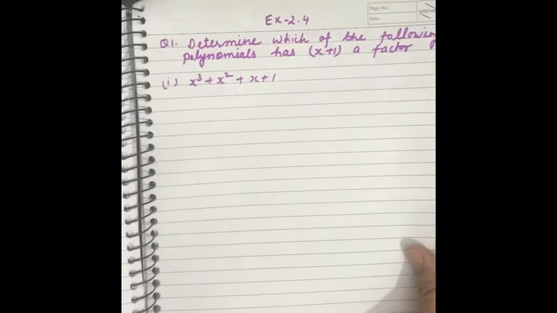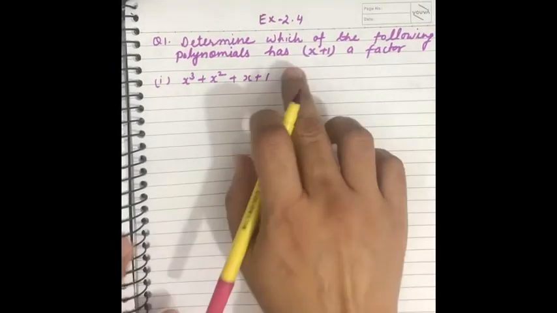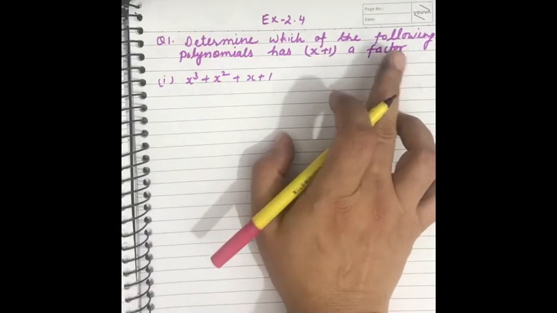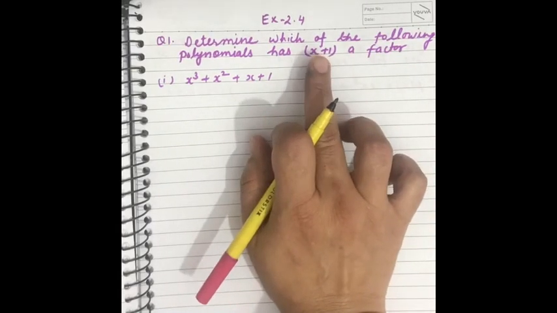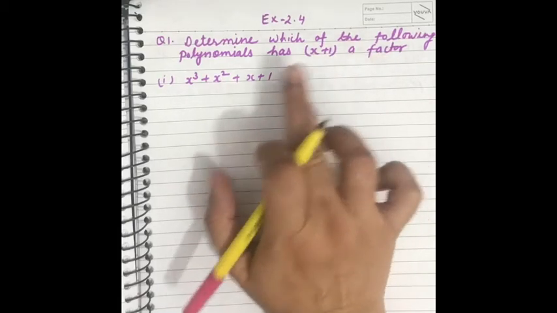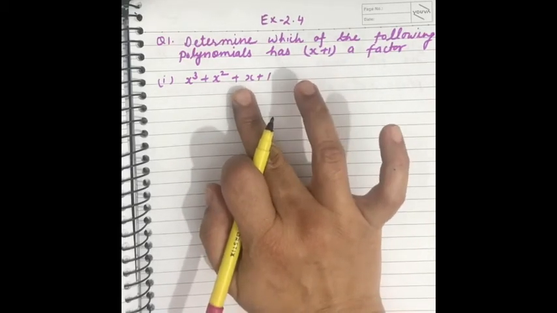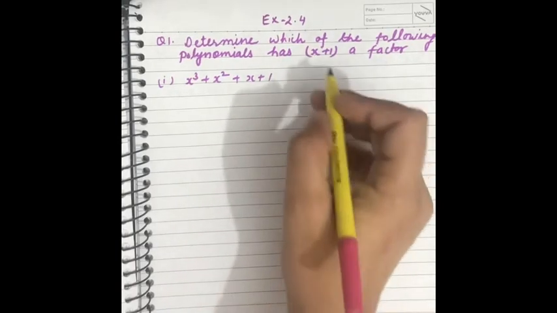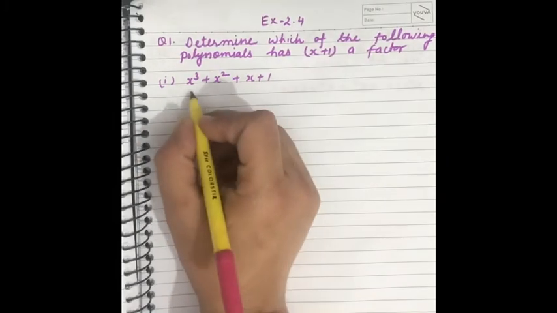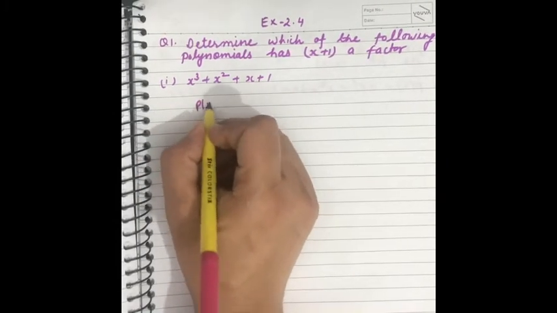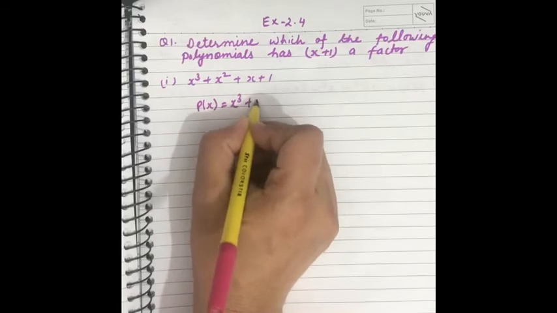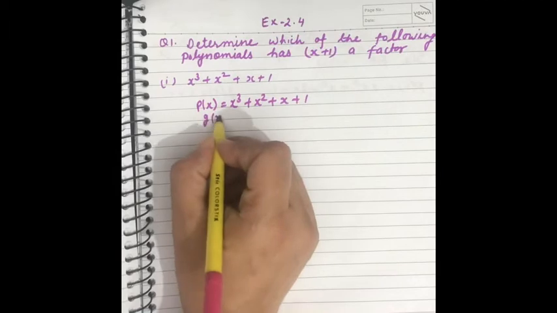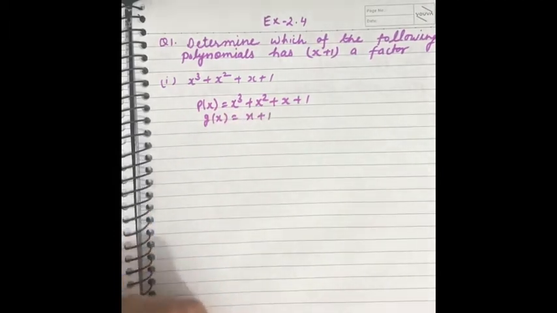First question we are doing of the exercise: determine which of the following polynomials has x plus 1 as a factor. Here also we have to find whether x plus 1 is a factor of this polynomial or not. So we'll write this as p(x), x cube plus x square plus x plus 1, and the second one as g(x), x plus 1.